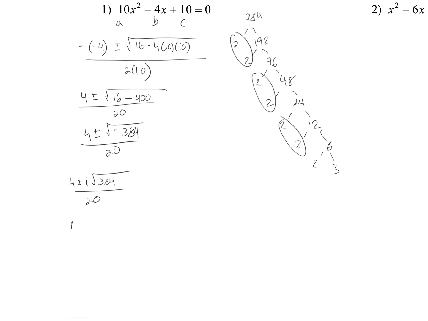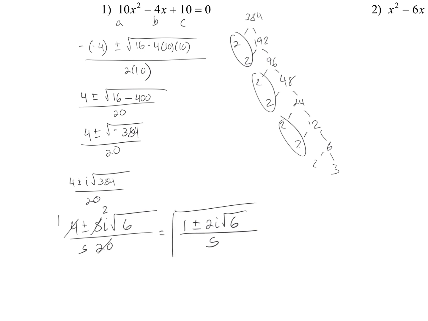So this is going to be 4 plus or minus 8i, and in there's going to be root 6 over 20. Now I can simplify the 4, the 8, and the 20 by dividing by 4 actually. So it's going to become 1, it's going to become 2, and this is going to become 5. So your final answer is 1 plus or minus 2i root 6 over 5.